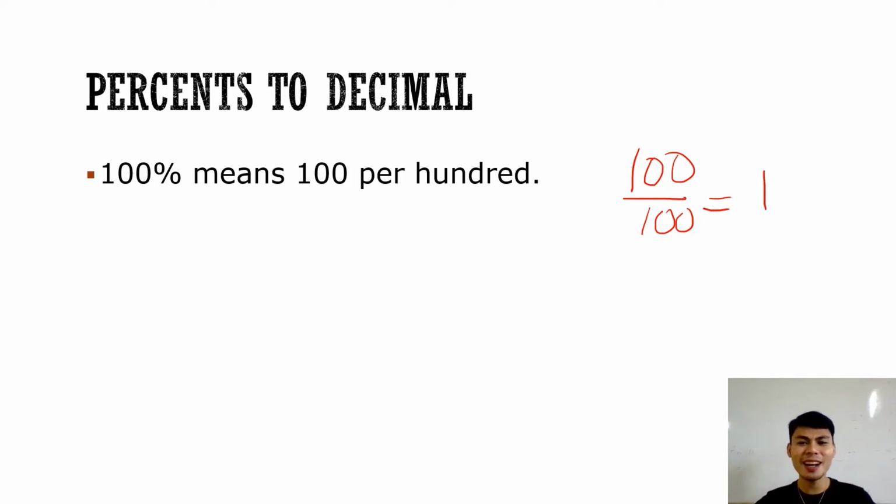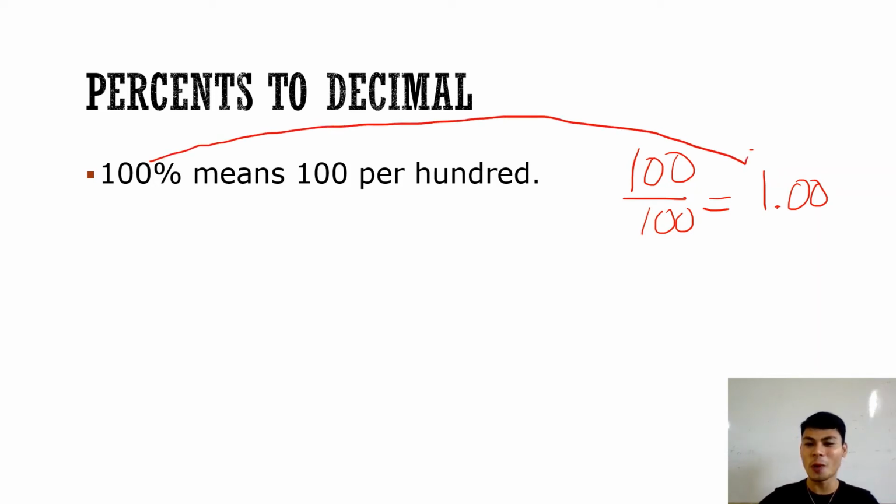Baka sabihin nyo, saan ang decimal dyan, sir? Di ba kung 1, dito to. So, ilagyan natin. Yan. 100% is just written as 1.00 or 1. Di ba? 100 per 100. It's just simple division. Okay?